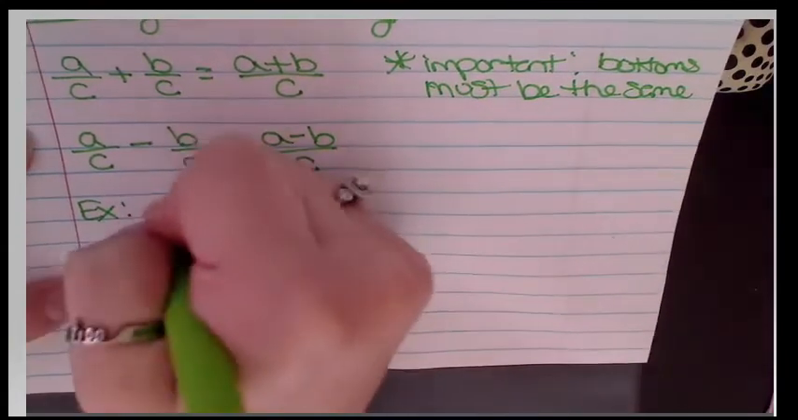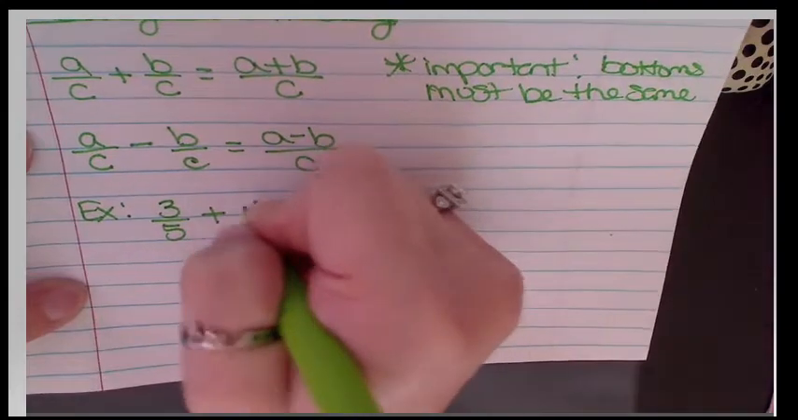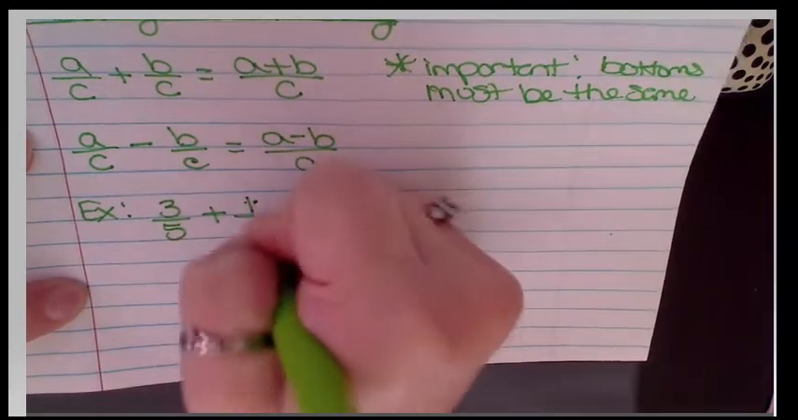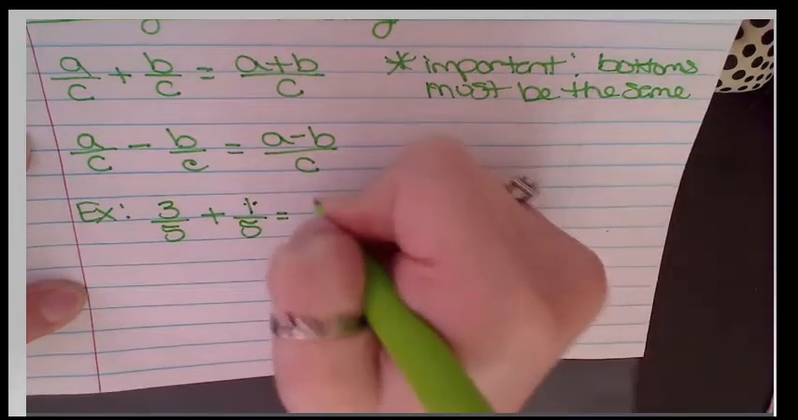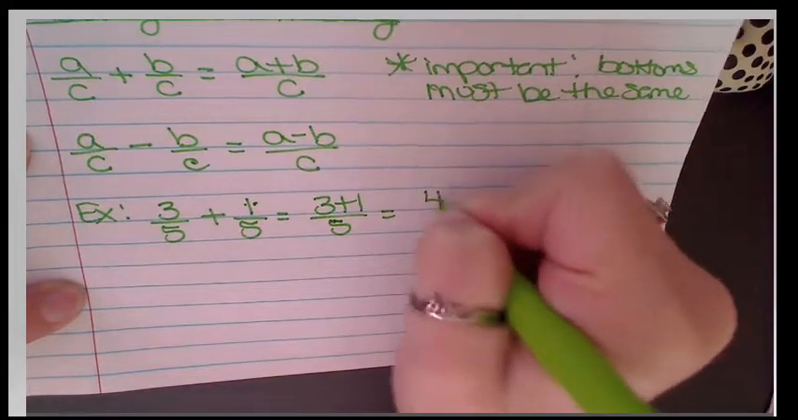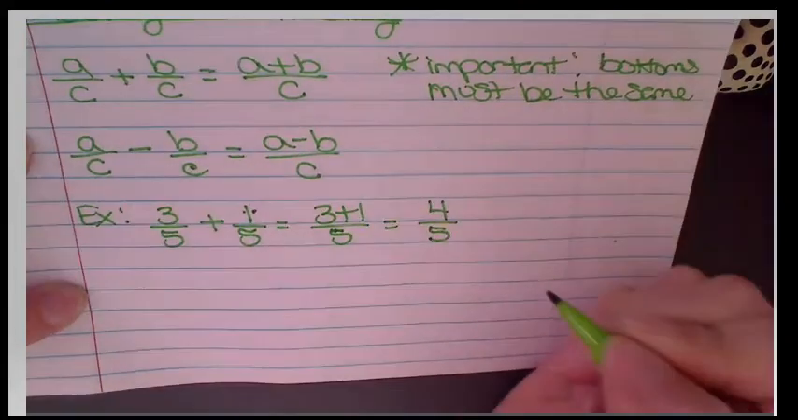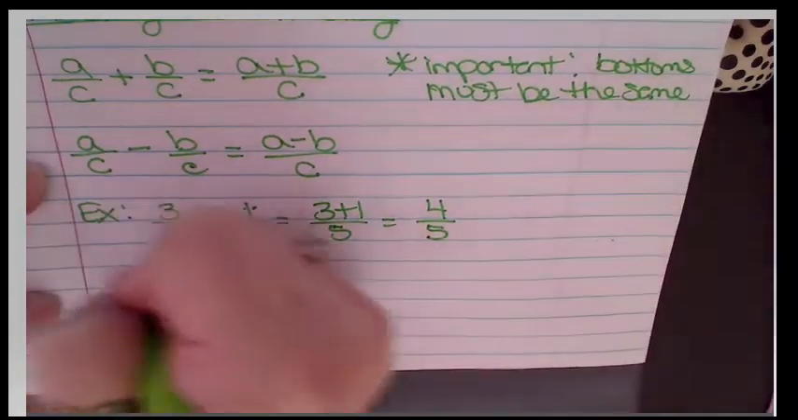If we have 3 over 5 plus 1 over 5, notice the bottoms are the same, so we can add these. That'll give us 3 plus 1 over 5, which will give us 4 over 5. We are good to go with that. Okay, so that one's good.